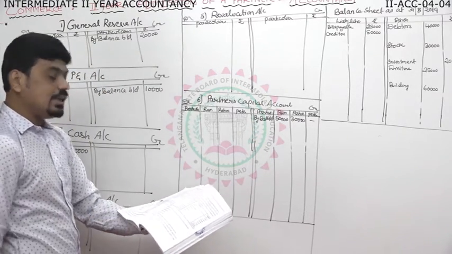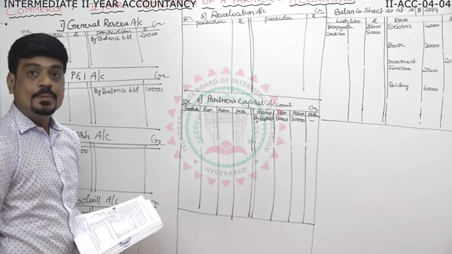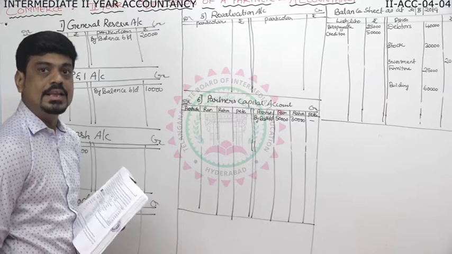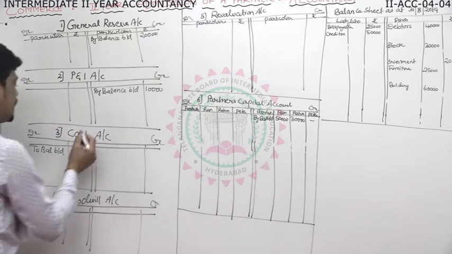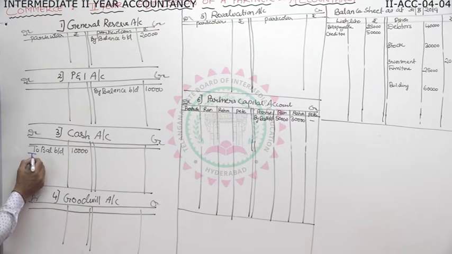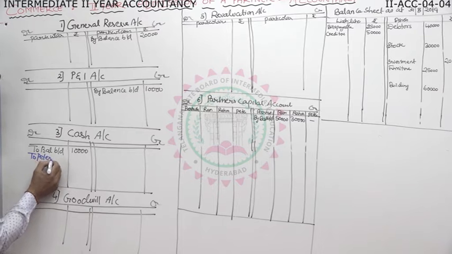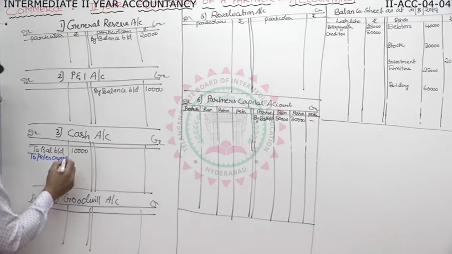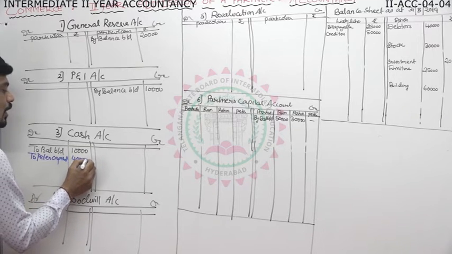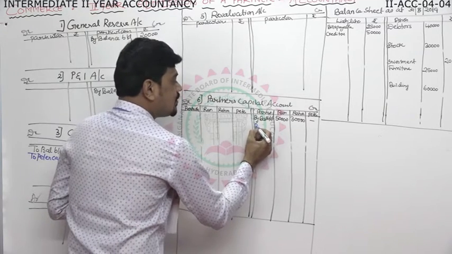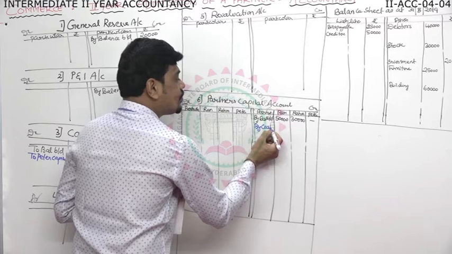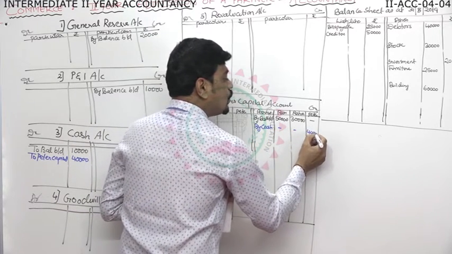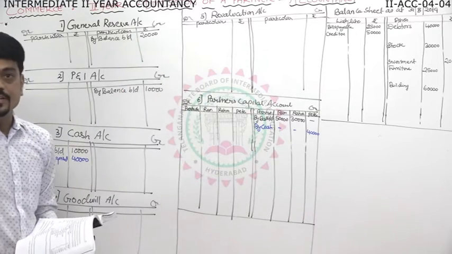Peter should bring 40,000 capital. Who is bringing? Peter. We know Peter is a new partner and he is bringing capital. So the entry is cash account debit to Peter's capital. So we debited the cash account with Peter's capital 40,000. Now we'll go to partners' capital, by cash, and in Peter's column, he brought 40,000. That 40,000 we are filling.